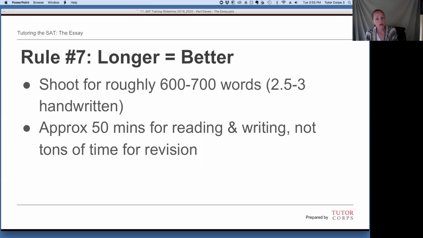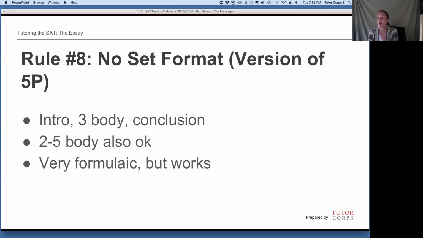Generally, the longer the essay is, the more the College Board rewards the student. A long essay is about 600 to 700 words, which is approximately 2.5 to 3 pages handwritten. Most of this should be content, not quotes, which we'll get into later. With only 50 minutes, there won't be a lot of time to read and get out this much writing, so students will need to keep their eyes on the clock.